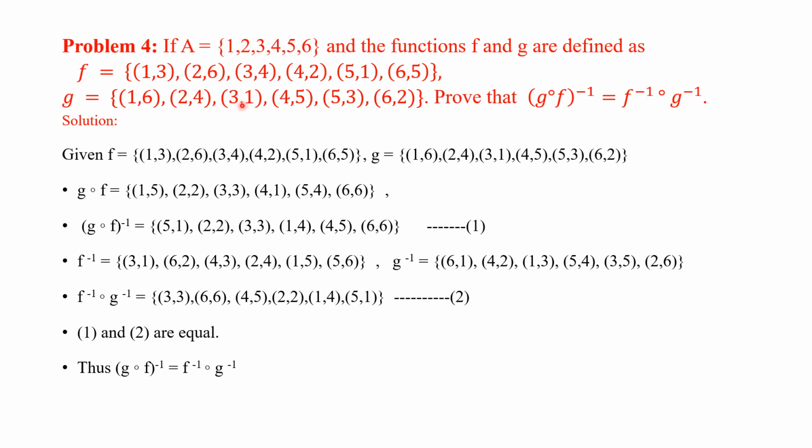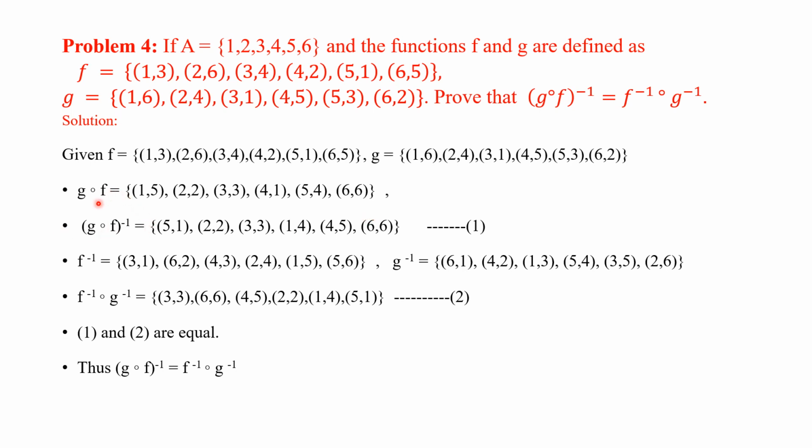Now 3 is mapped to 1 and 1 is mapped to 3. So (3, 3). 4 is mapped to 5 and 5 is mapped to 1. So I'll be writing 4 is mapped to 1. Next, 5 is mapped to 3 and 3 is mapped to 4, which I can write as (5, 4). 6 is mapped to 2 and 2 is mapped to 6. So I will be writing (6, 6).